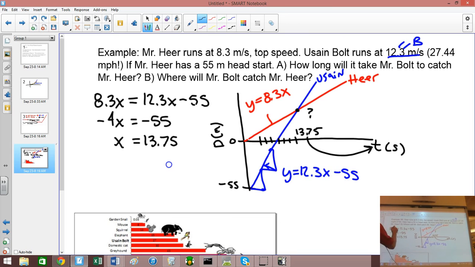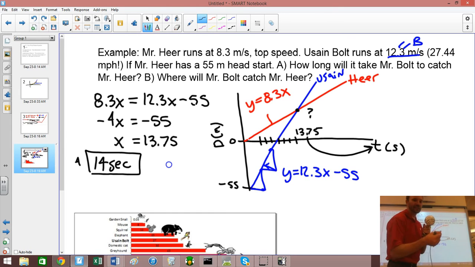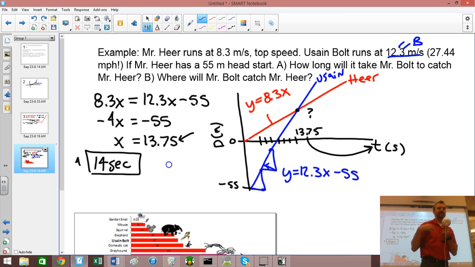So how long will it take Mr. Bolt to catch Mr. Hare? I can use two significant figures: 14 seconds for part A. Where will he catch me? You see how quickly I did that? I would still be doing that recursive formula, and again, it's in between, so you would have to do this 14 times to get here.